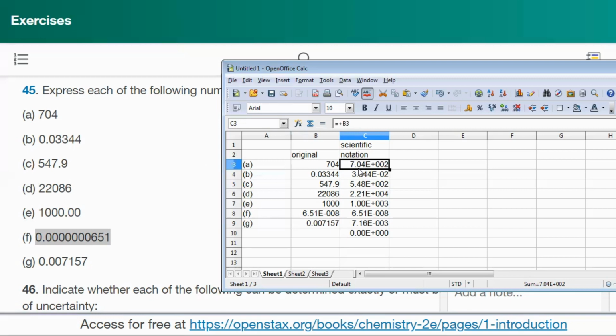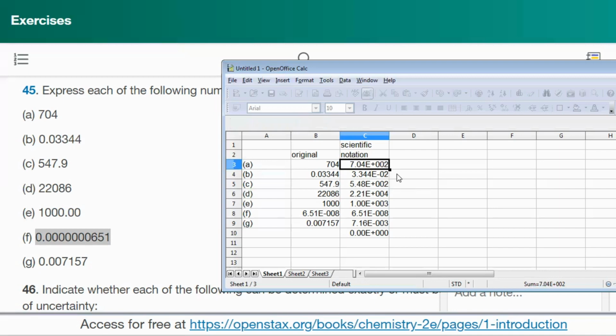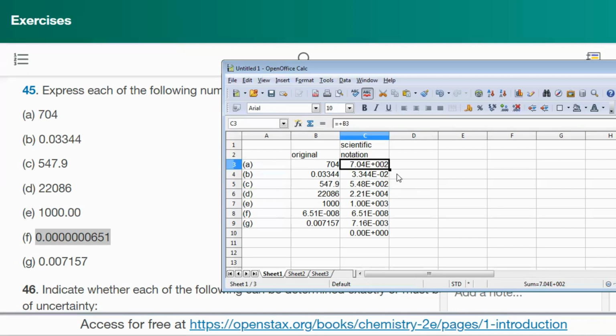you could see this is expressed with 3 significant figures, 7.04. The nice thing about scientific notation, it's very clear about the number of significant figures. So this is 7.04, and the E plus 002 could also be stated as 7.04 times 10 to the second power. So it means the same thing. It's just that some of the notation is a little bit different.